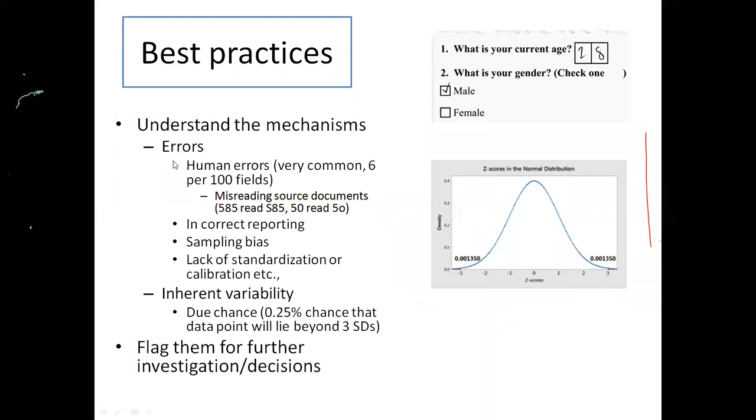As I said, outliers could creep in for various reasons. One could be human error. There are some examples where 585 could be read as 85, and 50 could be read as 50 and stuff like that, where outliers come from human errors, and that's been found to be common. If you have 100 fields in your data set, about 6 per 100 fields could be errors due to human mistakes. It could also be due to incorrect reporting, or due to sampling bias.